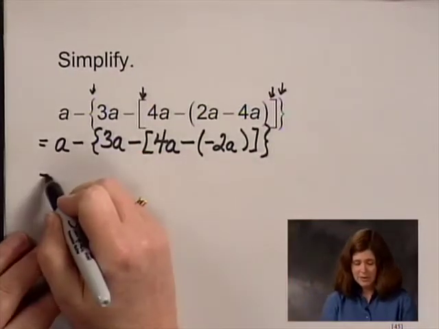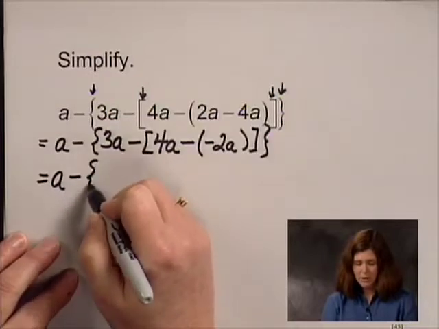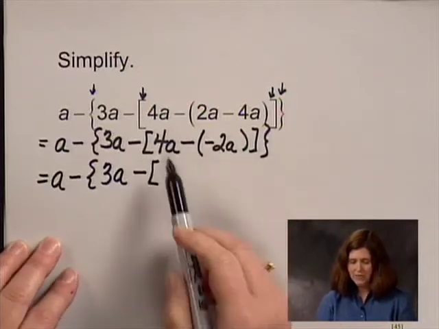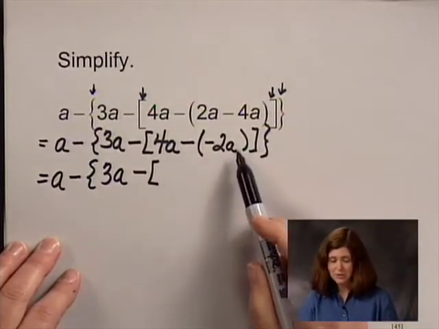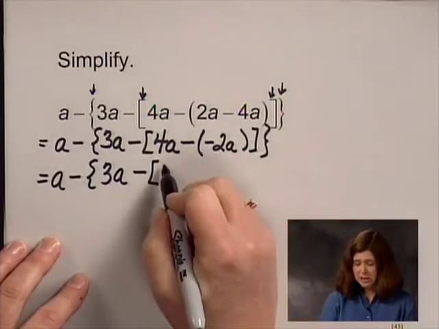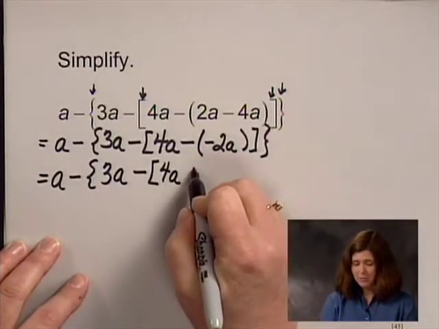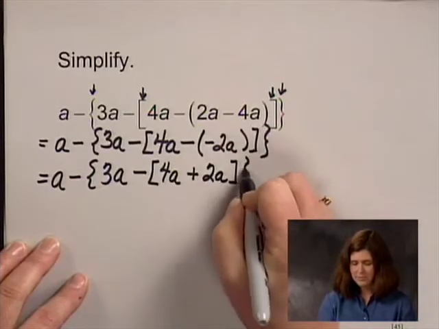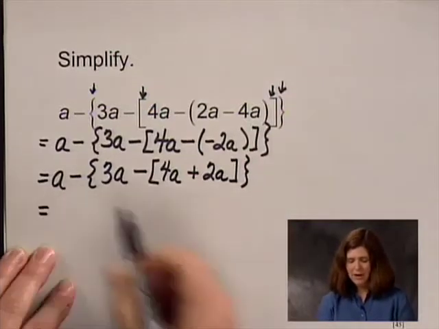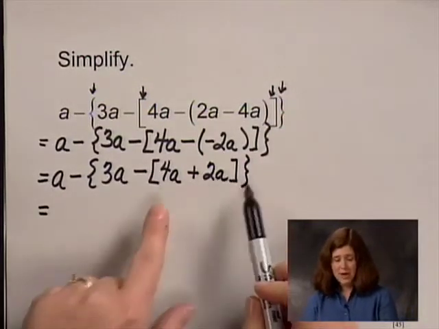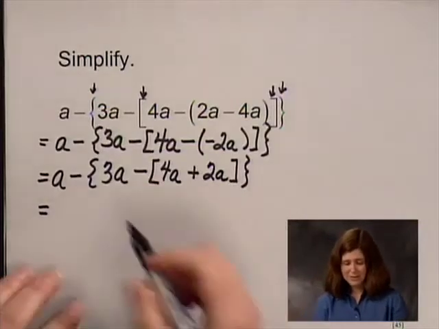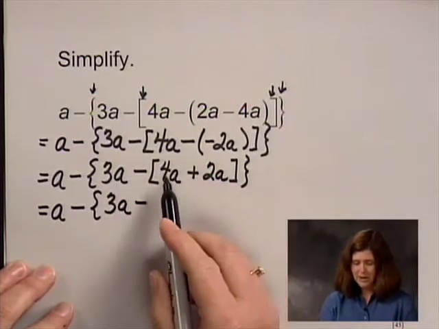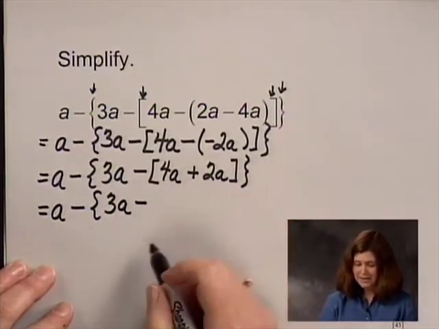So again, I'll copy what I'm not going to change this time. And in the brackets, I have 4a minus a negative 2a. Well, I'm going to rewrite that as an addition: 4a plus the opposite of negative 2a, which is 2a. And now I will simplify by adding 4a plus 2a inside what is now my innermost set of grouping symbols. A minus, a copy of what I'm not going to change. And 4a plus 2a is 6a.